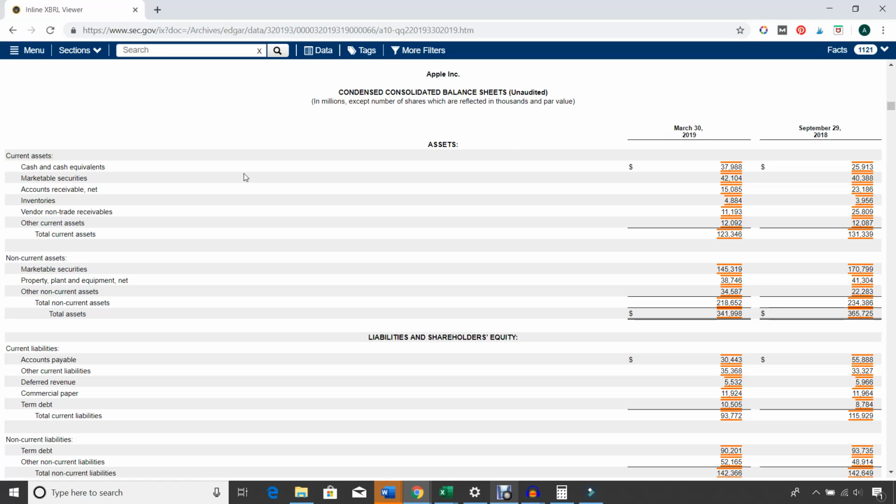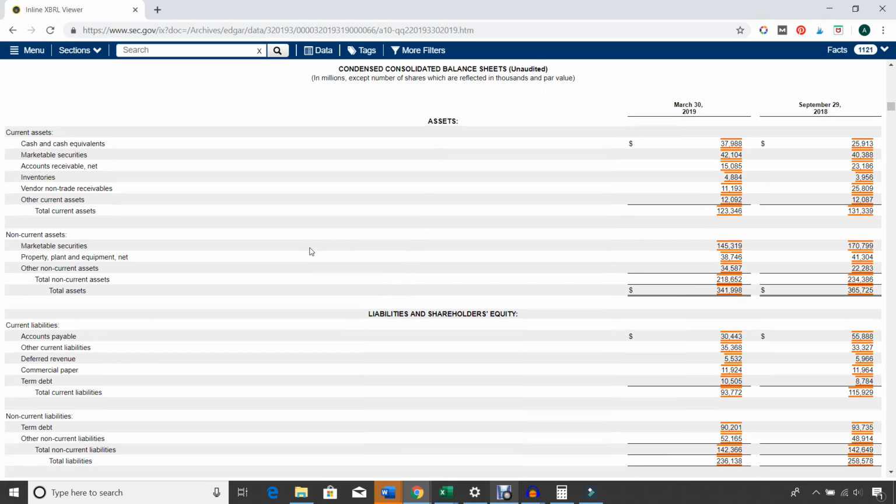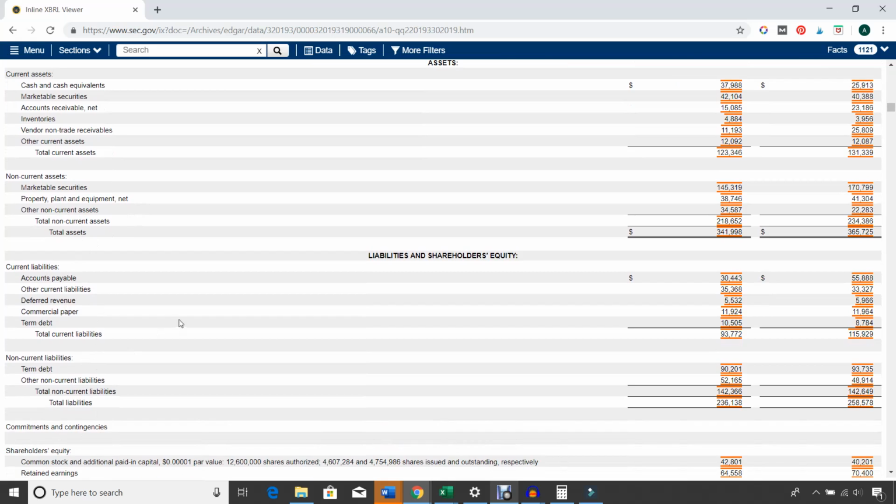So the balance sheet is really divided into three different sections. You have your assets and your liabilities, and then your shareholders' equity section. And this follows the basic accounting formula. Assets equals liabilities plus equity. The assets and the liabilities are pretty much divided into what are called current and non-current. So you have your current assets and your non-current assets. And you also have your current liabilities and your non-current liabilities.